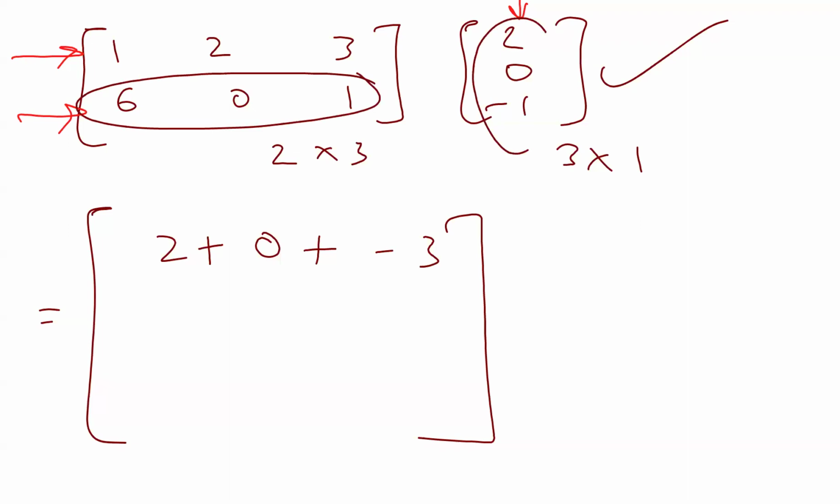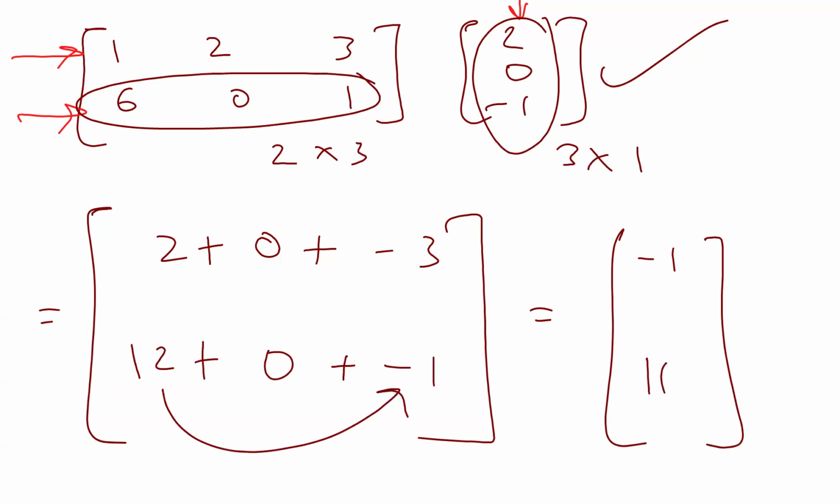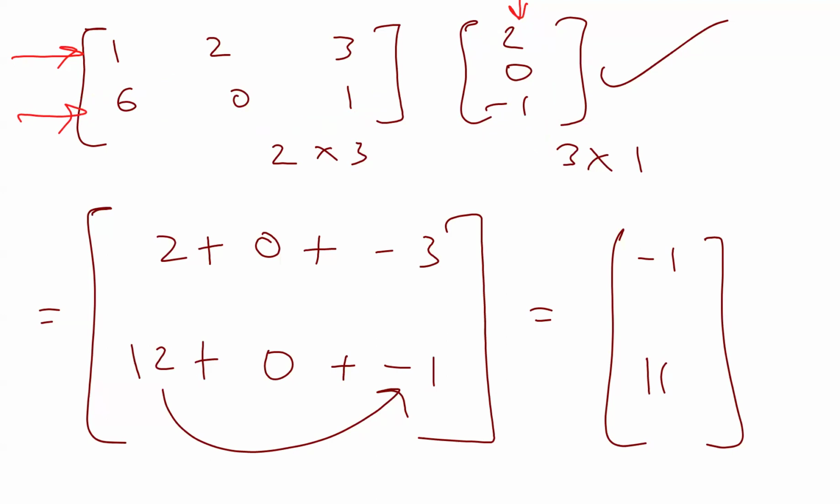Now second row, first column. 6 into 2, 12, 0 into 0, 0, 1 into minus 1 is minus 1. 12 minus 1 is 11. Let me know whether you have understood this or not. Yes, sir.